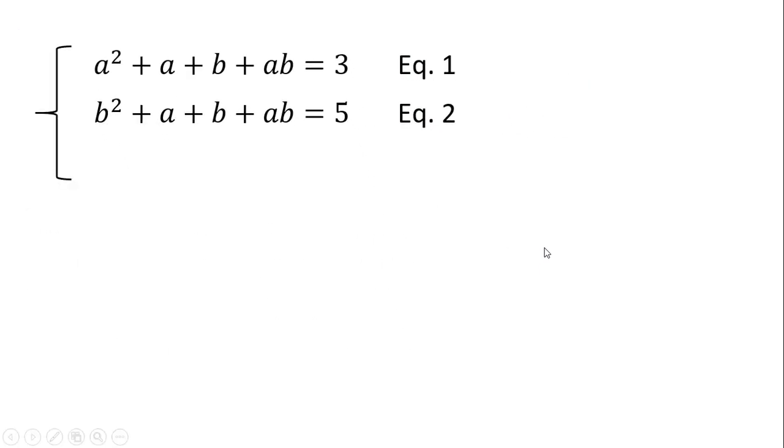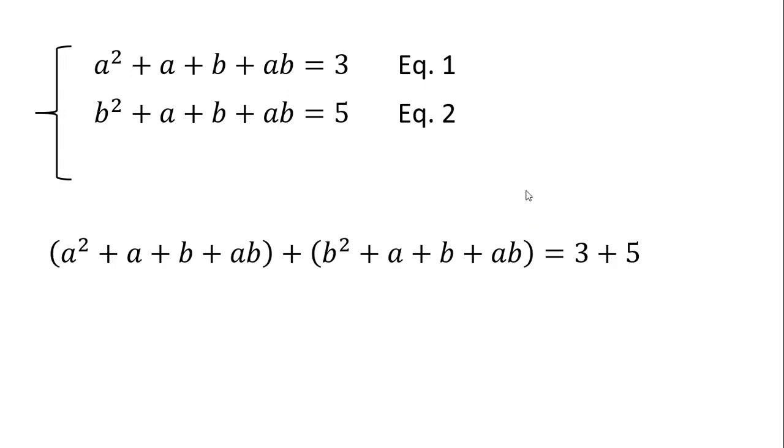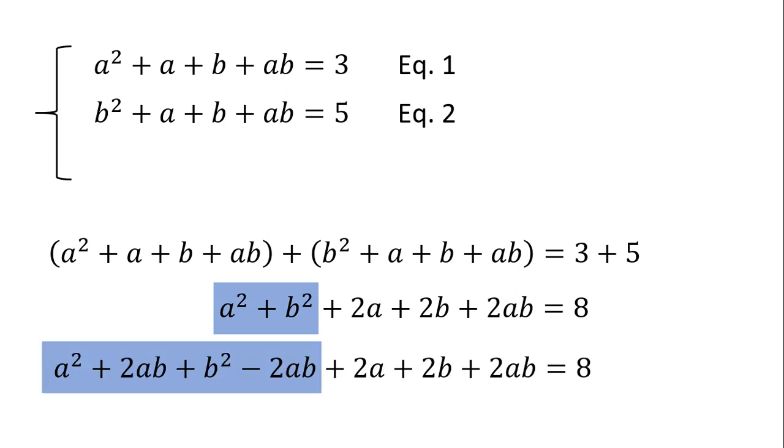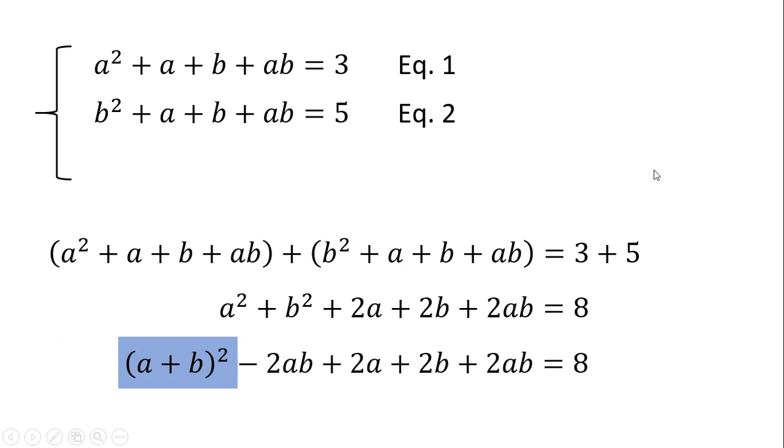Okay, so this time we have two simpler equations. Now let's add equations 1 and 2. If we do this, we get a squared plus b squared plus 2a plus 2b plus 2ab equals 8. Take note that a squared plus b squared can be written as a squared plus 2ab plus b squared minus 2ab. Also, a squared plus 2ab plus b squared can be written as the square of a plus b.